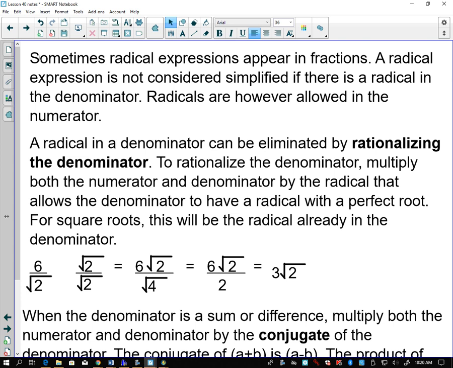All right. So that simplifies to 2. I get 6 radical 2 divided by 2, but 6 will divide by 2. And so I wind up with 3 radical 2. And that's rationalizing the denominator.